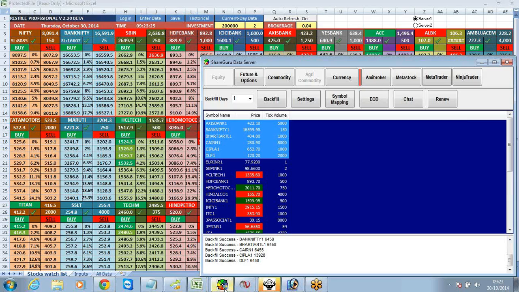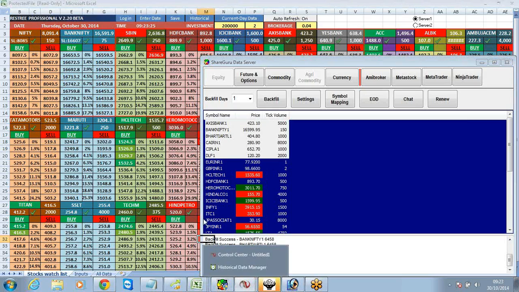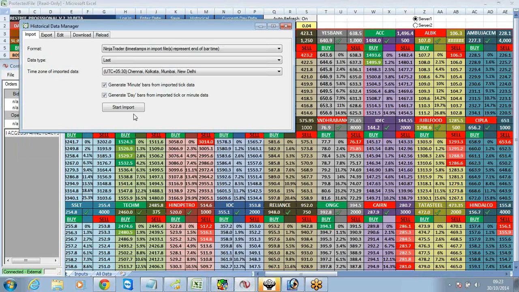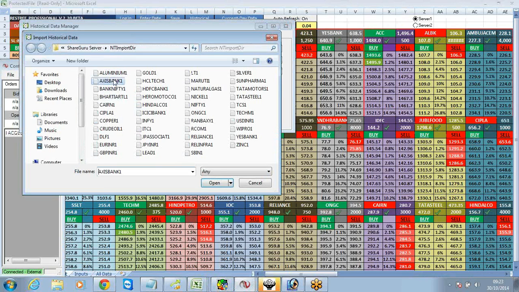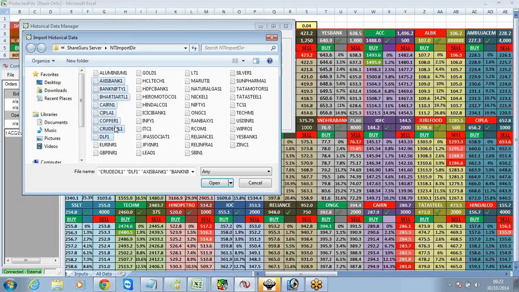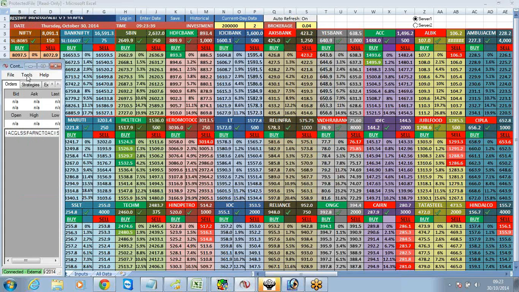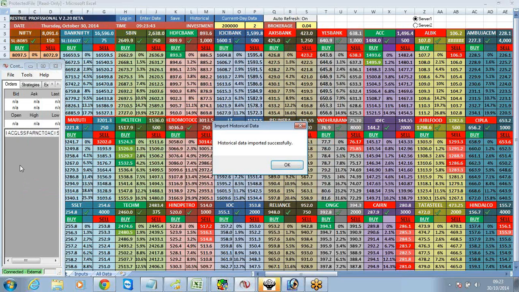This will take some time. Let me just open the charts, then you'll be able to understand how we actually trade. So I'm just opening the charts. There are only a few charts here, but I do have another system where I have the charts for other scripts also.